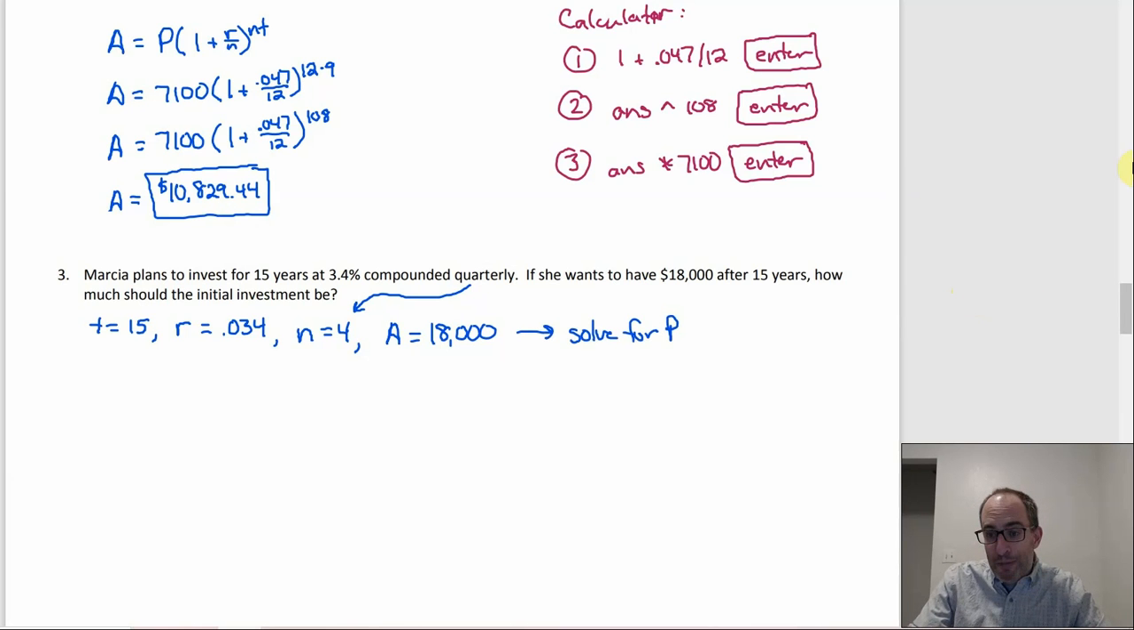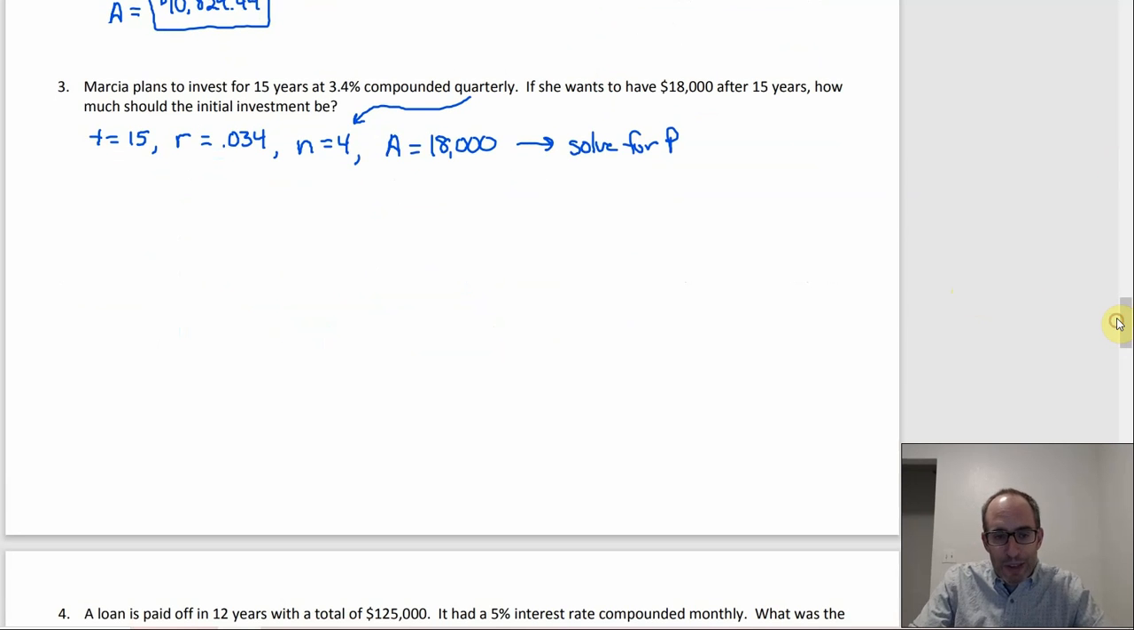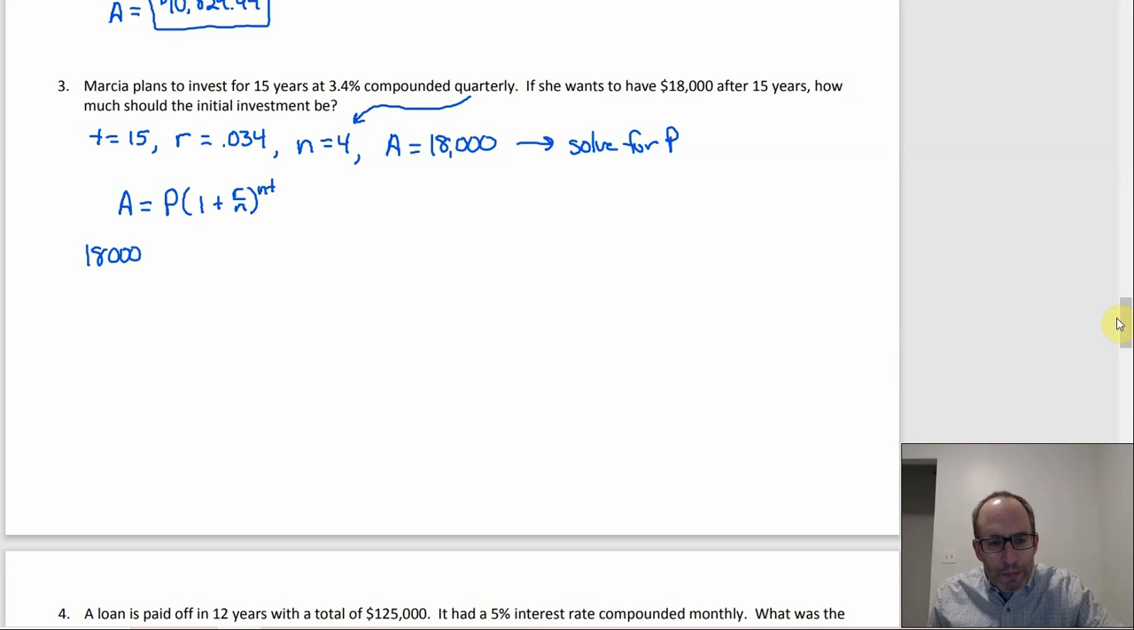So, all right, it's the same formula. It's just that it's not solved for P, and we'll just have to solve for it. It won't be too bad. It's a little bit different, though. So we've got that A is P times 1 plus R over N raised to the power of NT. And then if we sub in, A is 18,000. Don't know what P is yet. And then we'll have 1 plus 0.034 over 4 raised to the power of 4 times 15.